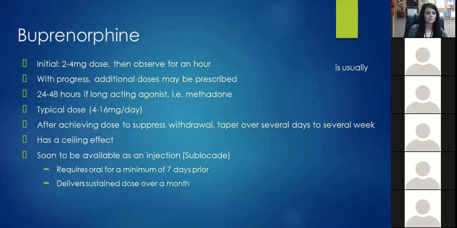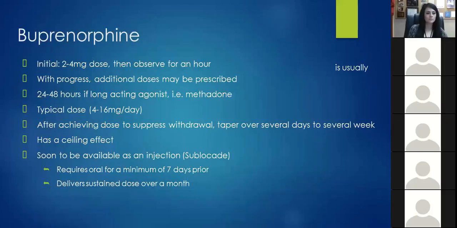So like I said, starting on buprenorphine, usually they'll do an initial dose of 2 to 4 milligrams, and then observe them for the next hour. If they're doing better, they can give them additional doses. So usually we'll give them 2 or 3 to start out. The usual dose, like I was saying, can be anywhere from 4 to 16.